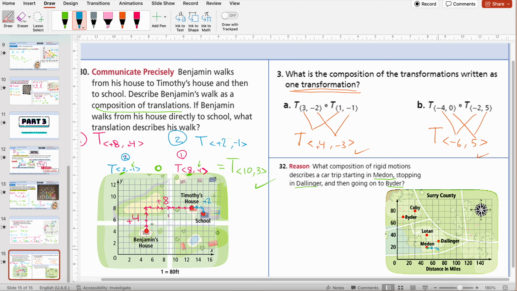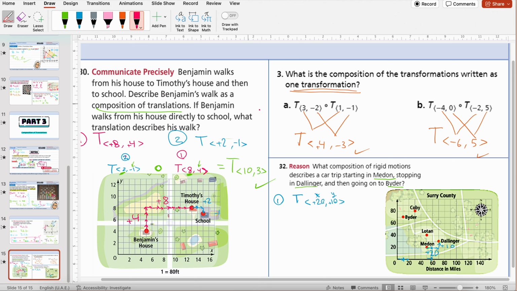1, 2, but each step is 10. How did I know? You see these? The 2 boxes are 20. So each one is 10. Each box is 10. Pay attention. So 10 to the right, because 2 boxes is gonna be 20. And 1 box up, so 10 up. So the first translation is what? 10 up on Y, 20 to the right on X.